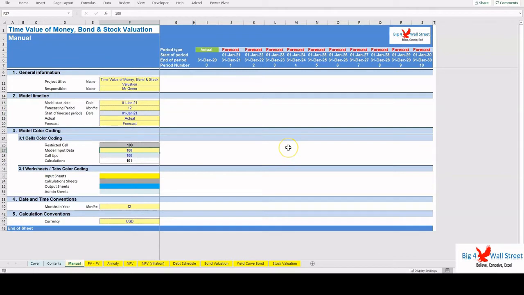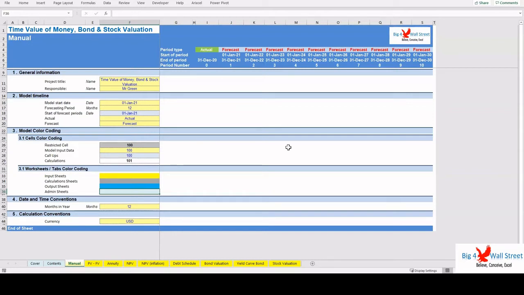Inputs are always depicted with a yellow fill and blue letters. Call ups, that is direct links from other cells, are filled in light blue with blue letters, while calculations are depicted with white fill and black characters. There is also a color coding for the various tabs of the model. Yellow tabs are mostly assumptions tabs, gray tabs are calculations tabs, blue tabs are outputs tabs, that is effectively results or graphs, and finally light blue tabs are admin tabs, for example, the cover page, contents, and checks.